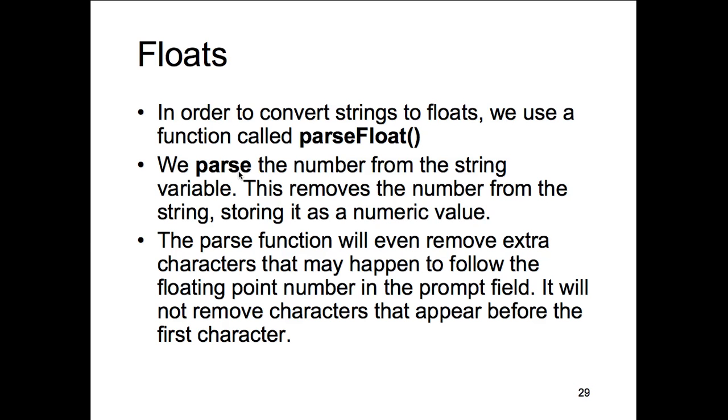So we parse the numbers from the strings to the variables. This removes the number from the string, storing it as a numerical value. The parse function will also remove any extra characters that we may have happened to get, in terms of spaces and commas and quotation marks. All that stuff is going to be removed automatically. All you're going to get is the numerical value out of it. It does not remove characters that appear before the first character, however. It only removes things after the end. So it takes the trailing stuff and removes it.